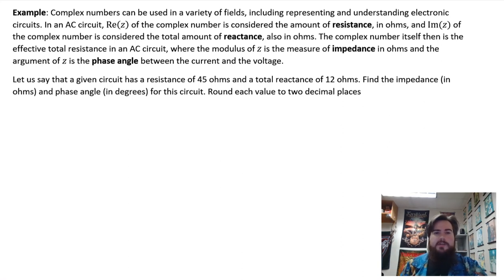In this particular case, though, we have that complex numbers can be used in a variety of fields, including representing and understanding electronic circuits. In an AC circuit, the real component of the complex number is considered the amount of resistance in ohms, and the imaginary component of the complex number is considered the total amount of reactance, also in ohms. The complex number itself, then, is the effective total resistance in the AC circuit, where the modulus of Z is the measure of impedance in ohms, and the argument of Z is the phase angle between the current and the voltage.